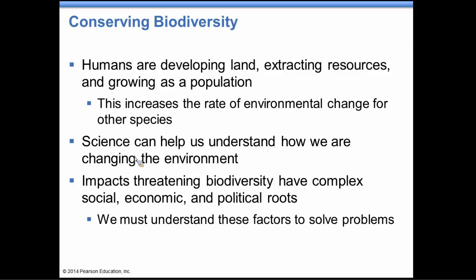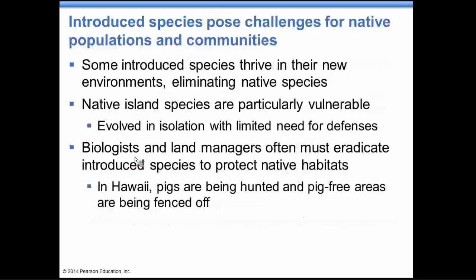Science can help us understand how we're changing the environment, and impacts threatening biodiversity have complex roots, and we have to understand how these factors interact with each other to solve these problems. So introduced species thrive in new environments, eliminating native species. Native island species are particularly vulnerable, again, because they're isolated for millions of years, and they've never experienced the pressure that these new species on their island are exerting on them. So evolved in isolation, they have very limited defense against these pressures.